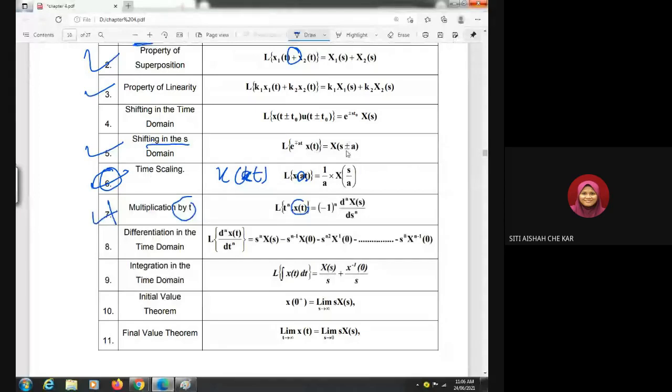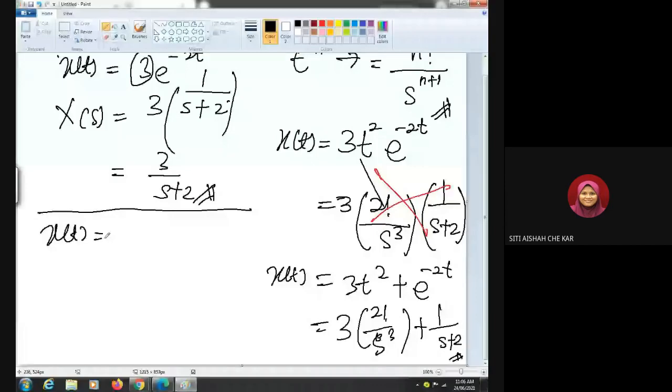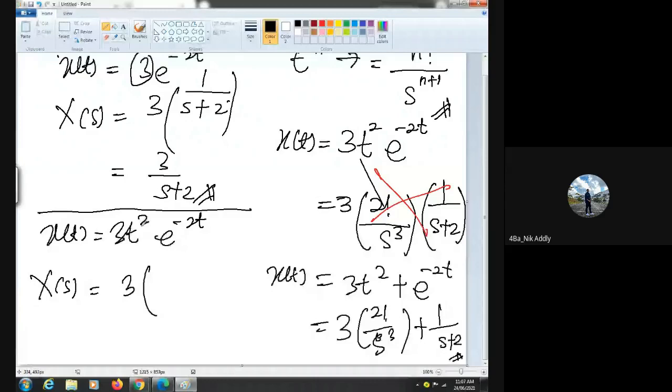Okay, so we have our xt equal to 3 t square exponent negative 2t. So our Laplace is, kita Laplace dulu yang ni. So what we gonna have is 3. Anyone will help me? Laplace dulu 3 t square. 3 times 2 over s power 3. Okay, good.